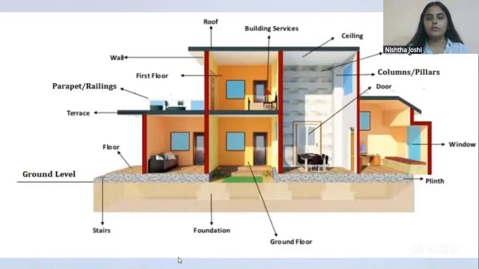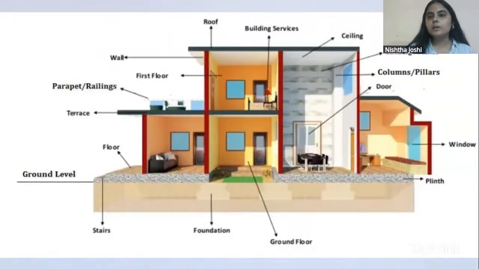Then we already discussed about roof. There can be various types of roofing styles and different kind of materials can be used for constructing a roof. For example, in this diagram, you can see a roof slab which is made of RCC, that is reinforced cement concrete. Now let's read a little bit about all of these components.